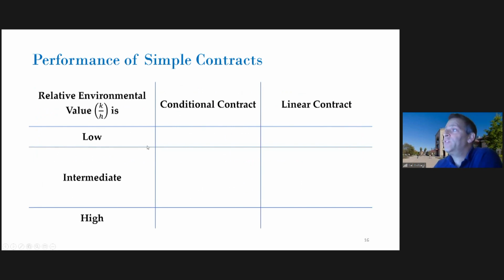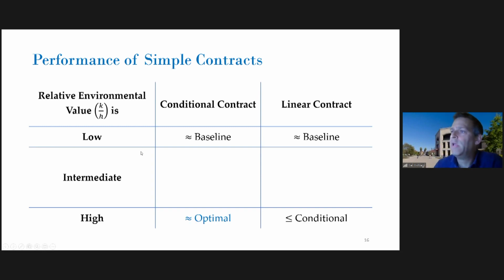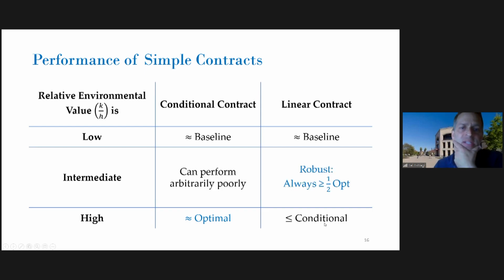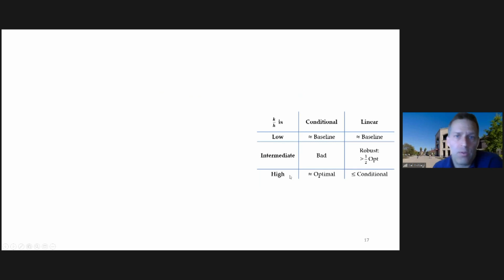So if you summarize those results together, when the relative environmental value k over h is low, you don't want to use a contract at all. Just let the agent behave as if there's no contract. If it's high, the conditional contract is optimal, and the linear contract is actually suboptimal. Where the linear contract kicks in is in these intermediate regions. And what's intermediate and what's not is an empirical exercise to understand. So we're not saying that necessarily a linear contract is the best, but there are regimes that we should be aware of where it might perform better than a conditional contract.